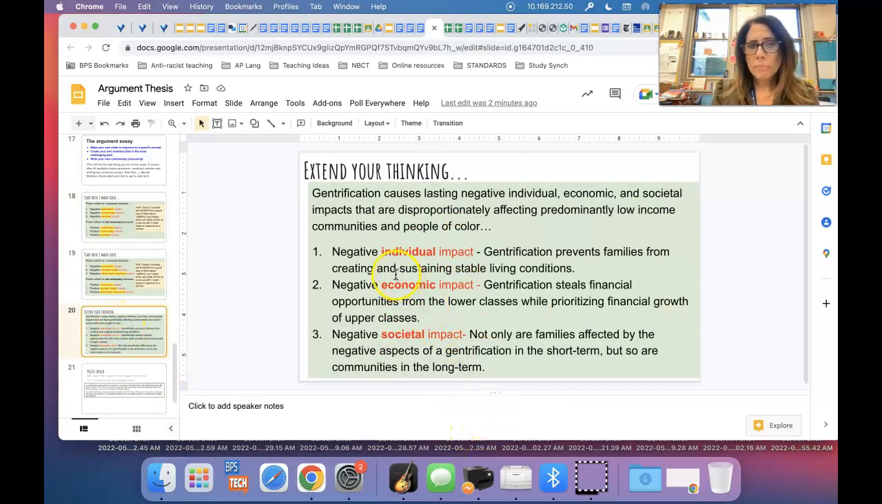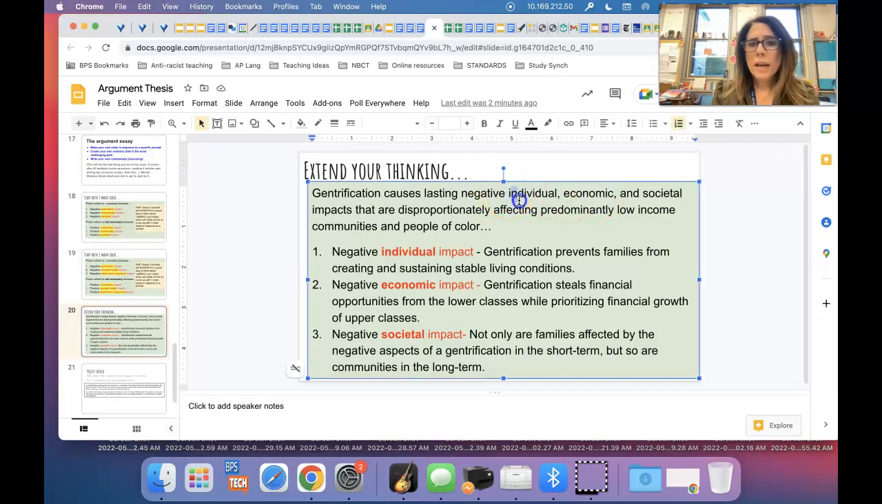This is an example of how I would attack the gentrification, saying that it causes lasting negative impacts on the individual, economic, and societal levels. And then I continue by saying disproportionately affecting predominantly low-income communities. Now, these are really the big words in your thesis, but it's also important to understand what they mean, the disproportionately affecting predominantly a certain community.